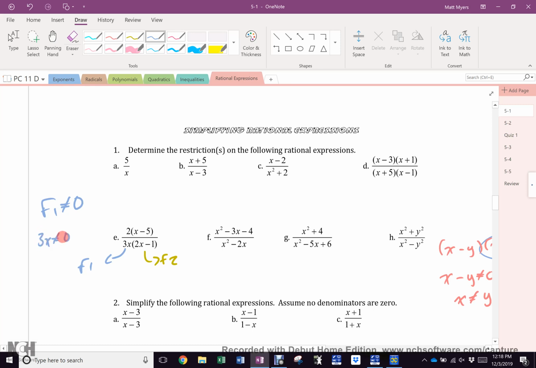3x cannot equal 0. How do you isolate x? It's gonna be 0 over 3. Divide by 3. 0 divided by 3 is 0, so x can't be 0. And then, factor 2, 2x minus 1 can't be 0, 2x can't be 1, x can't be 1/2. See how I turned that 2 into an x? That's slick. None of you even noticed, did you?